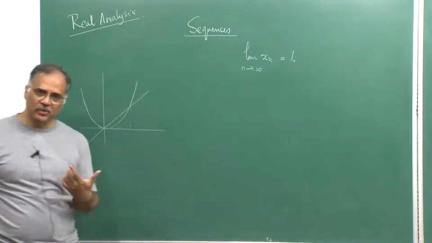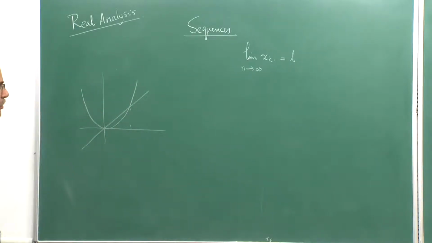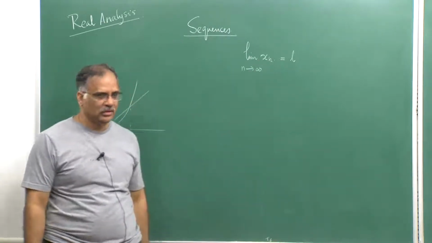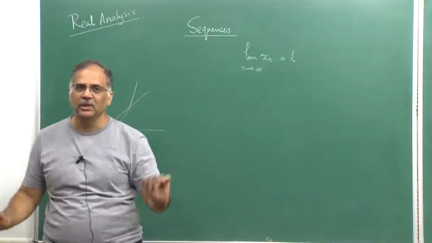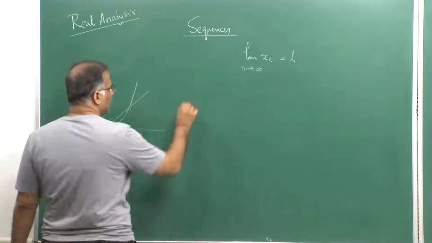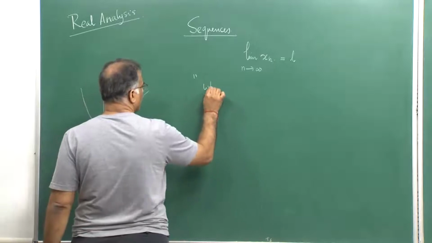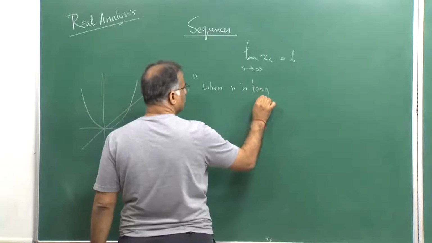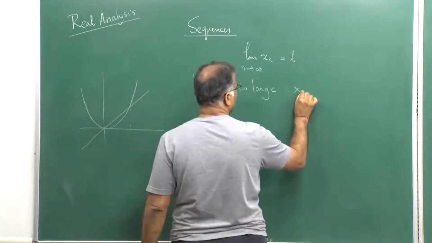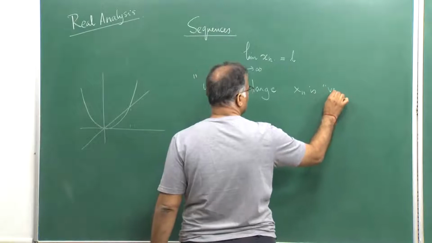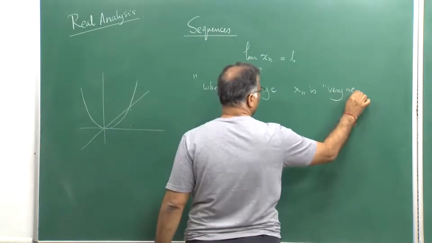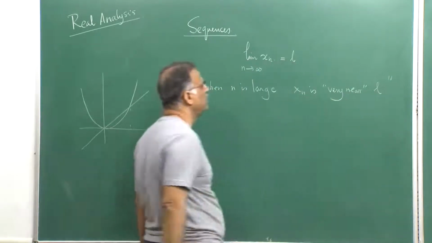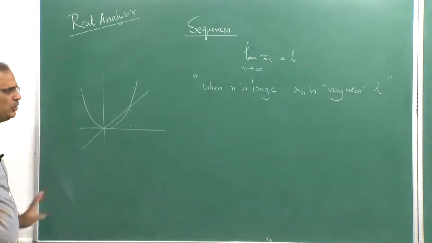Again we will go to the epsilon formulation, there is no delta here by the way. What it says is that when n is very large, xn is actually very near L. So, the English statement is this: when n is large, xn is very near L. Of course you have to quantify what is very near. That is the English meaning of the statement. Intuitively this is the meaning.